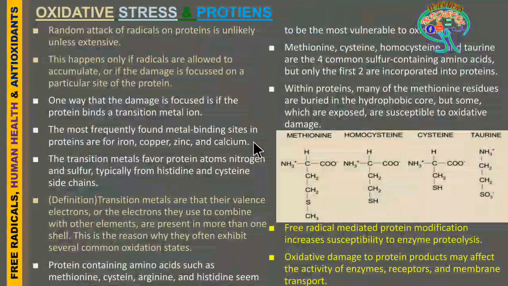Well, coming to the next slide, here we are going to discuss oxidative stress and proteins. Oxidative stress is nothing but free radicals being present in excess in the environment of the cell, where they readily react with any of the biomolecules present within or outside the cell environment. When you consider proteins and oxidative stress from oxygen radicals, proteins are not so readily reactive with these free radicals unless the radicals are focused on a particular site of the protein.